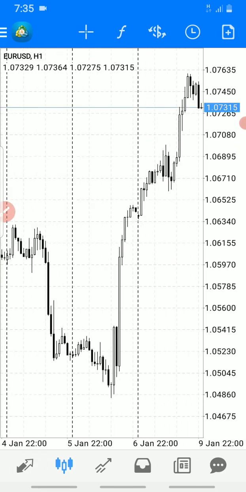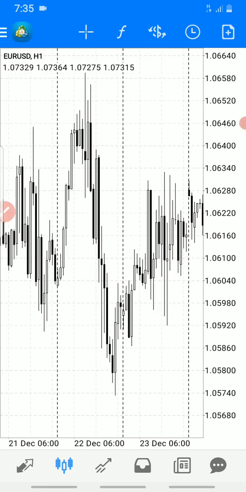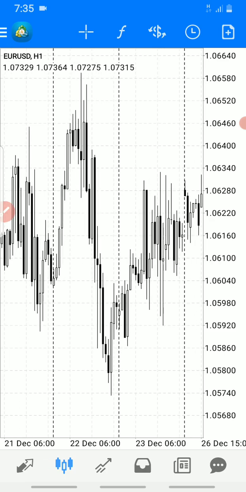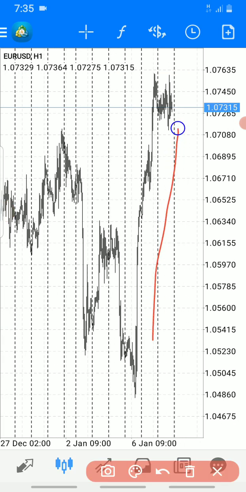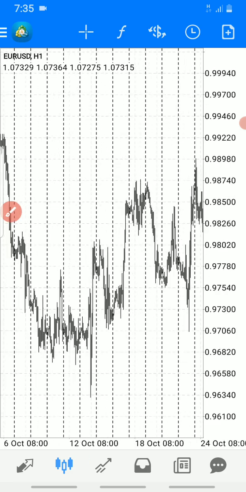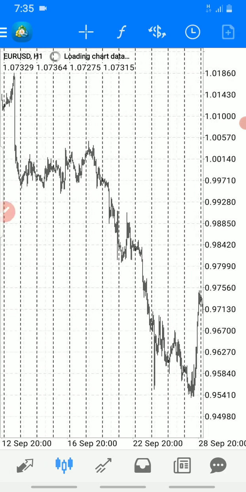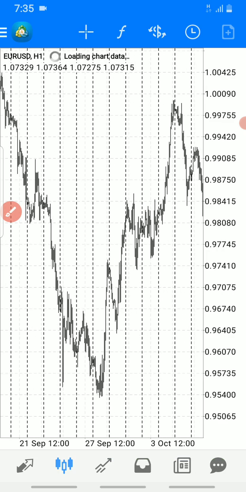So you can see charts like this. The major chart pattern in the forex market is the uptrend. We call it the uptrend, and for this, let me look for a downtrend. Okay, you can see a downtrend, this is a downtrend. So that is what we usually do in forex trading.